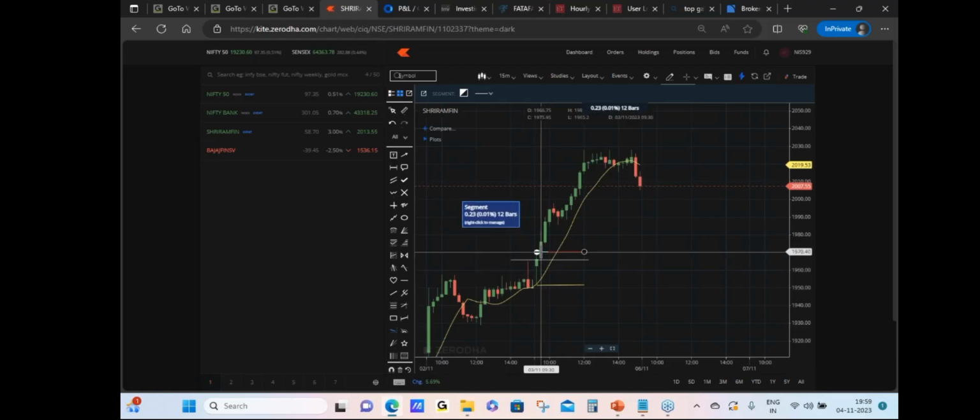So now, Mohammed, how to calculate the 0.5% target? Divide your entry price by 200. Your entry price is 1962. Please divide, everybody please divide 1962 by 200.